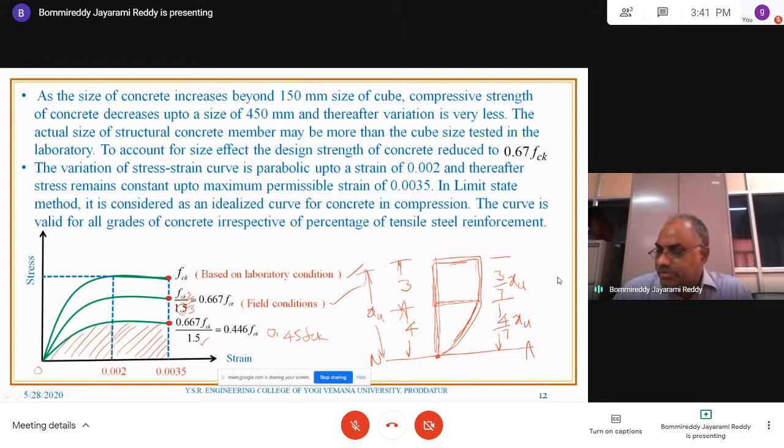So XU is the depth of the neutral axis, that is the distance of the neutral axis from the top extreme compression fiber, and it is 3 parts and 4 parts. So the rectangular height is 3 by 7 of XU, and the parabola height is 4 by 7 of XU. This is how you can represent the height of the rectangle and the height of the parabola in terms of the depth of the neutral axis. Okay.